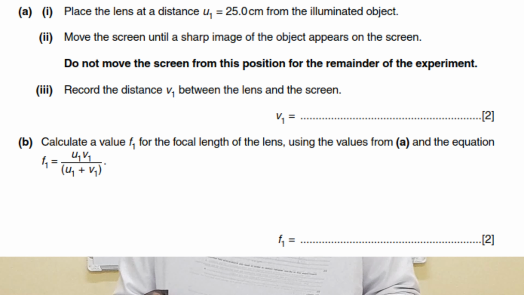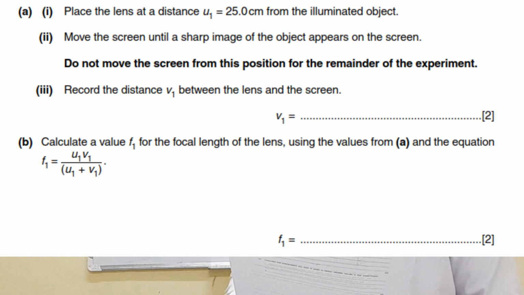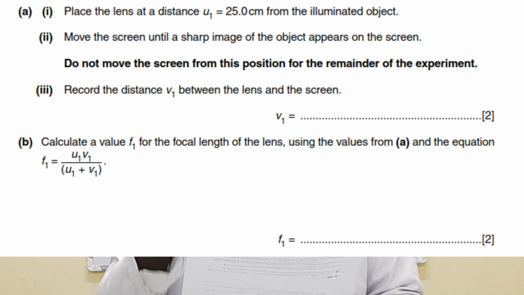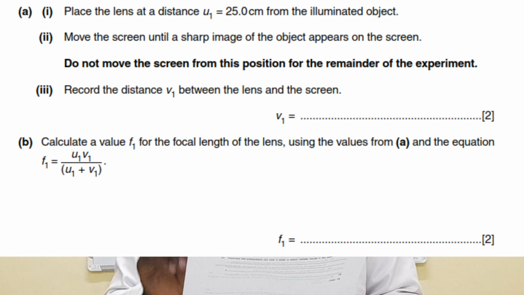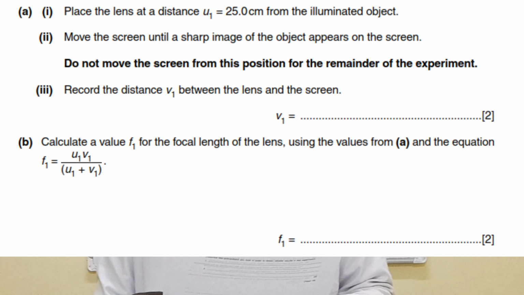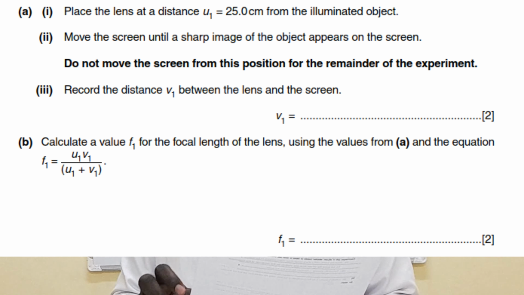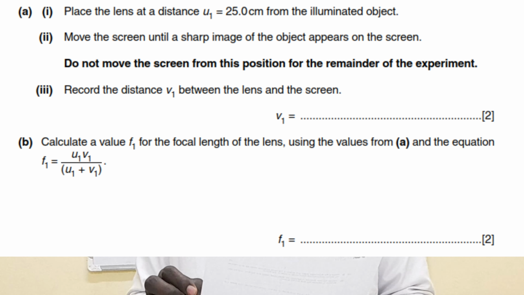So part A, Roman 1, place the lens at a distance U1, which is 25.0 centimeter from the illuminated object. Move the screen until a sharp image of the object appears on the screen. In bold, you are told, do not move the screen from this position for the remainder of the experiment. Very, very important. Roman 3, record the distance V1 between the lens and the screen.